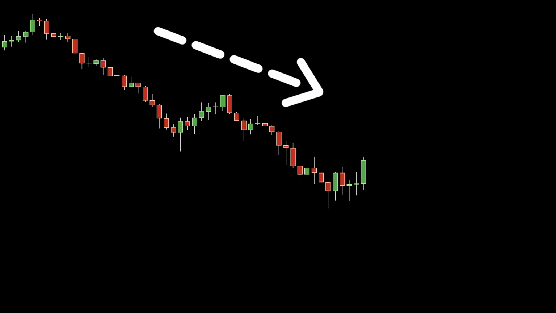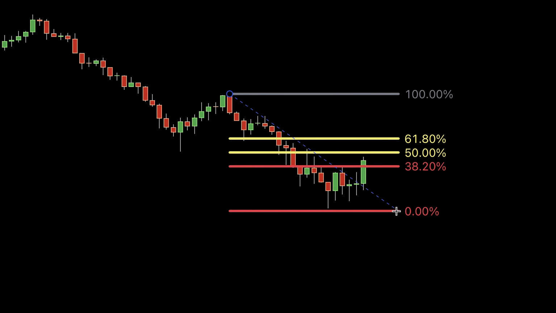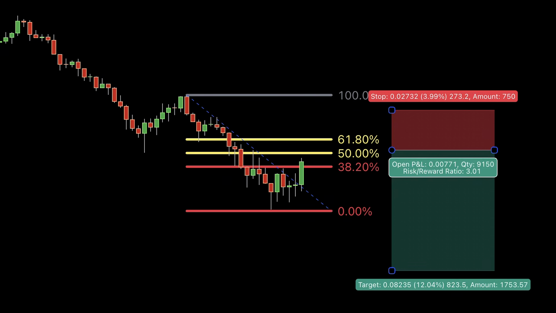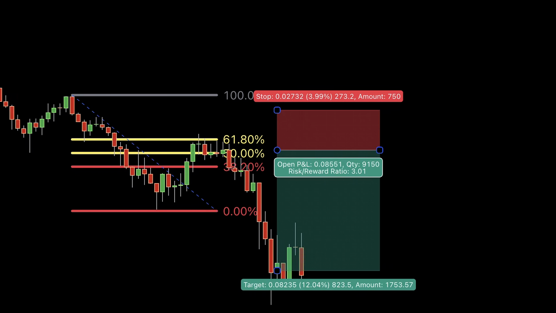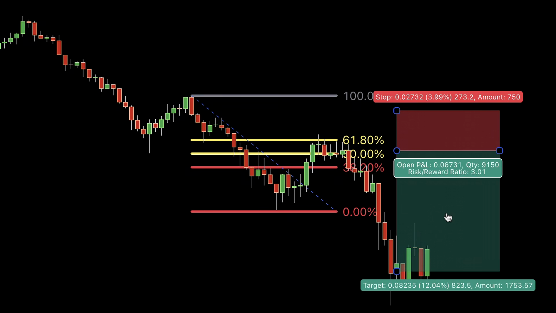Take a look at this chart example. The market is clearly in a downtrend, characterized by a strong impulsive move to the downside, followed by a pullback. To draw your Fibonacci retracement, place it from the beginning of the impulsive move down to its lowest point. As price retraces, focus on the area between the 50% and 61.8% Fibonacci levels, commonly known as the golden zone. This zone often marks the end of the pullback and the beginning of a new bearish move.